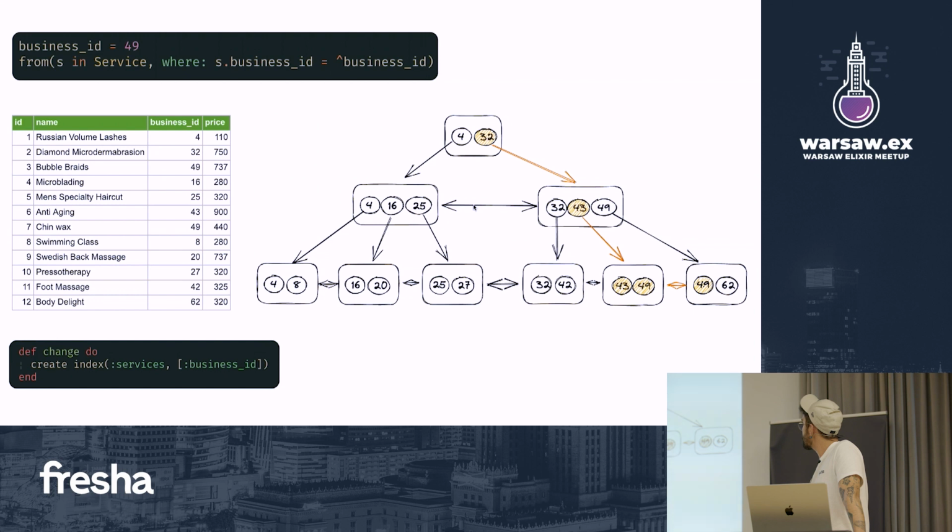Comes here, 49 equals 43? No. Go to the right. 49 equals 49? Yes. It holds the reference, so it holds the reference in memory. Next one, 49 equals 49, yes. Holds the reference to the table, to the row.